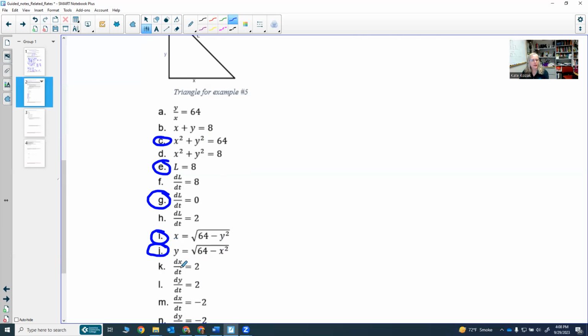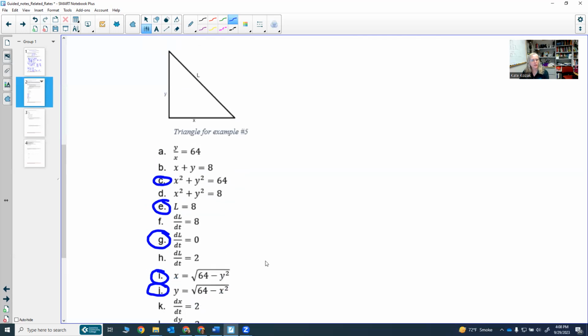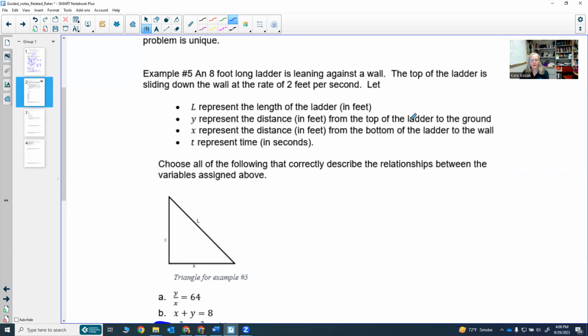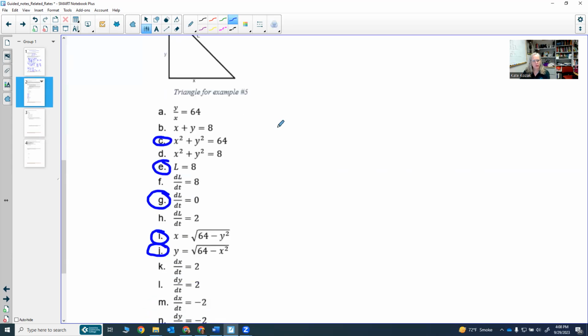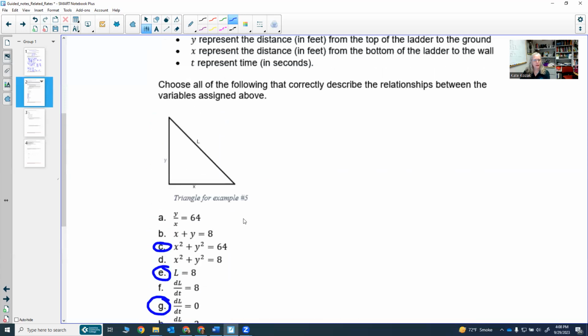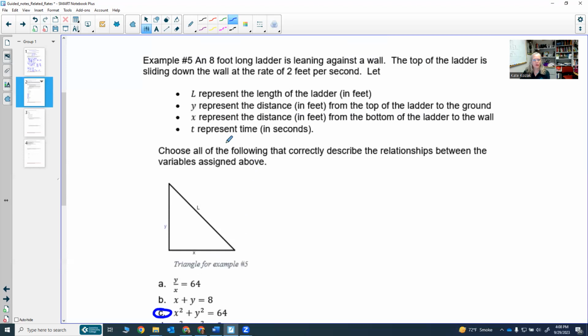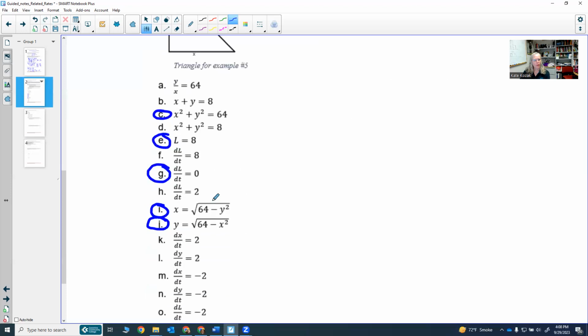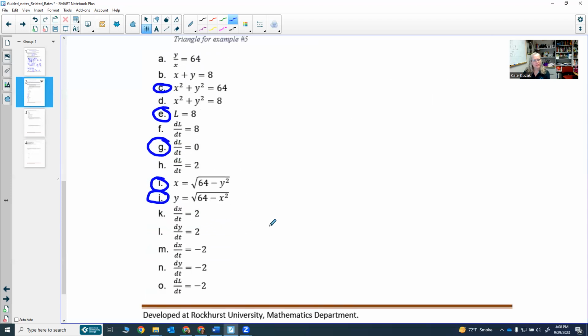K says the derivative of X over T is 2. So now let's look again to see what's going on. It does tell us the top of the ladder is sliding down the wall at the rate of 2 feet per second. And that's telling me what the top of the ladder is doing. So that's not what X is doing. X is the distance along the floor. We don't know what that's equal to, so it can't be that one.